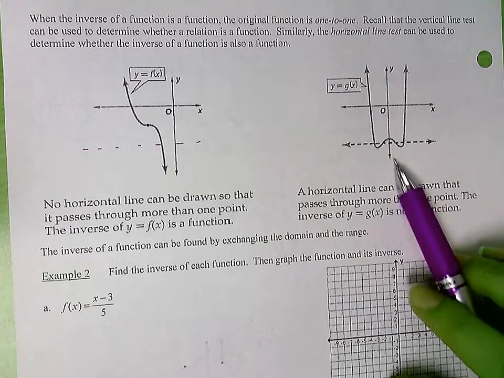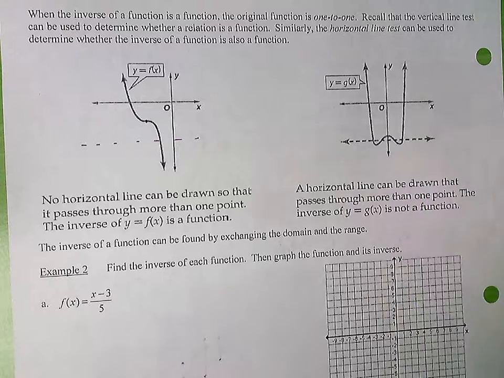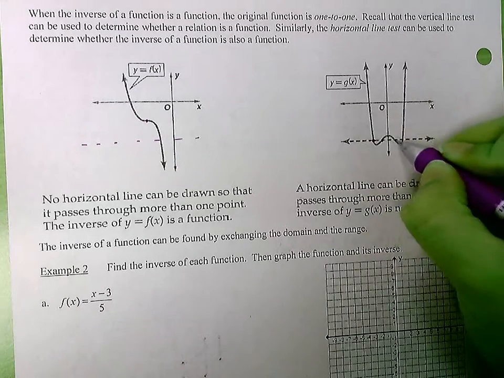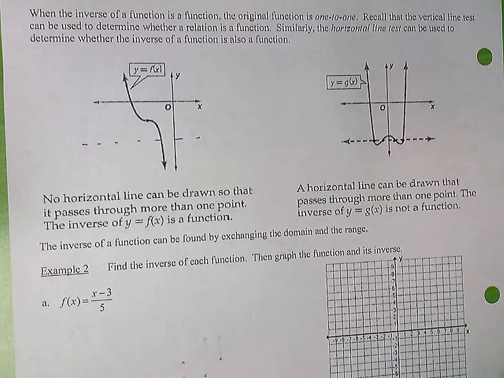Now, if I look at this one, they have this horizontal line drawn in. That hits multiple times. That means the inverse of this function here will not be a function. It will not be considered a function, because once you take the inverse of it, it'll kind of flip it sideways. And then if you draw your vertical line test, it'll hit more than 1 point.